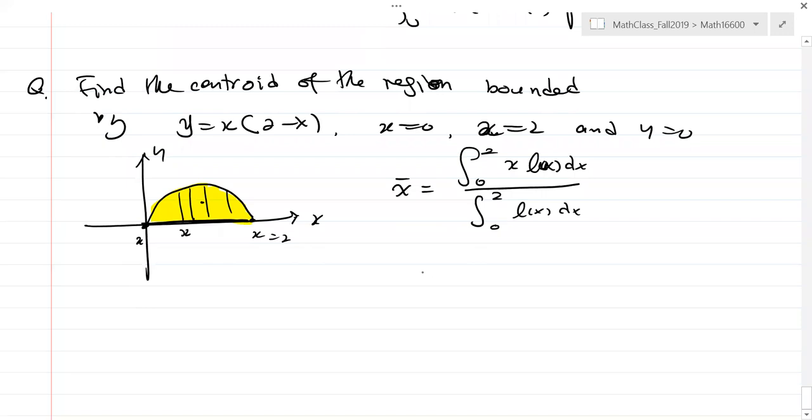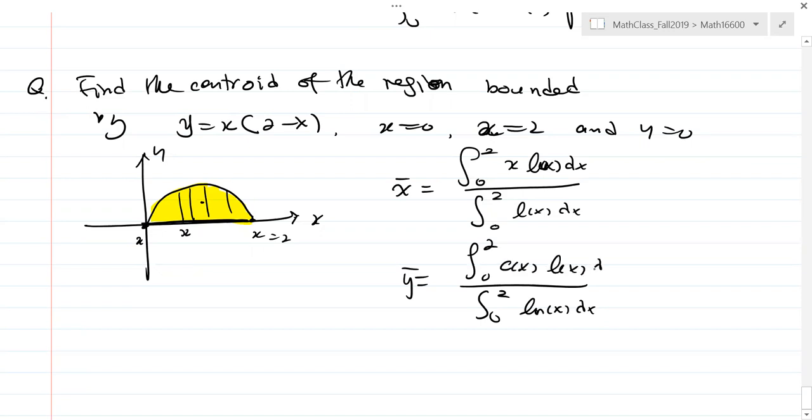Another one is still using the x variable, and here you have to change x to the c of x, okay? What is c of x? c of x is the middle point, the y coordinate of the middle point. So this is the ln x. Here, ln x is a function only, okay? c of x is going to be half of f of x for this particular problem.